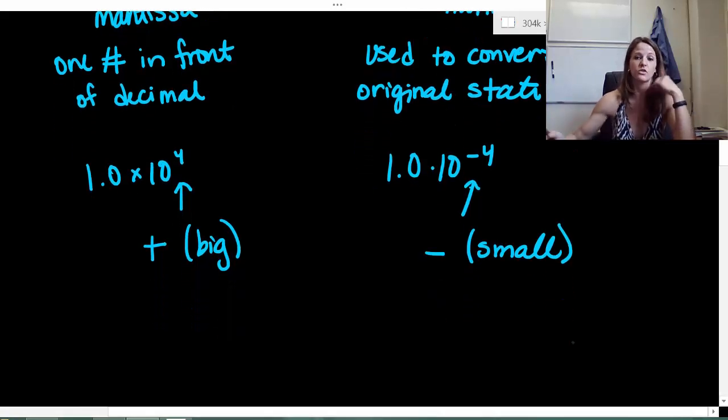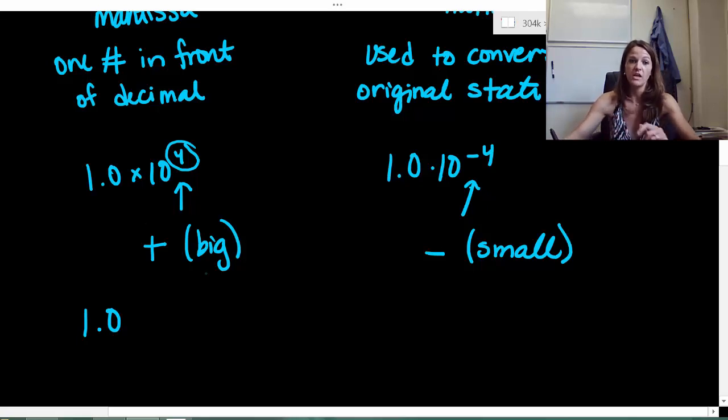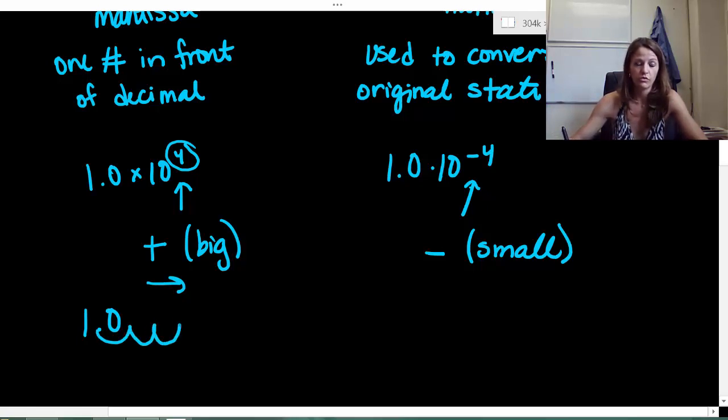So let's convert these to real numbers. Let's translate 1.0 times 10 to the fourth. That means we need to move the decimal place 4 places. Now this is a positive exponent, so it's big, so we need to be moving to the right here. So we're going to move it 4 places: 1, 2, 3, and 4. Stop and write your little decimal out. Any of these little loops or humps, you're just going to fill a 0 into that place. So this scientific notation is actually equal to 10,000.